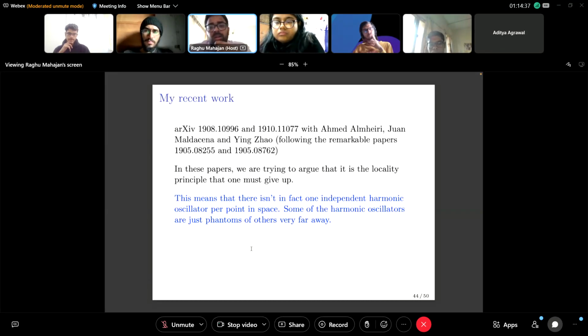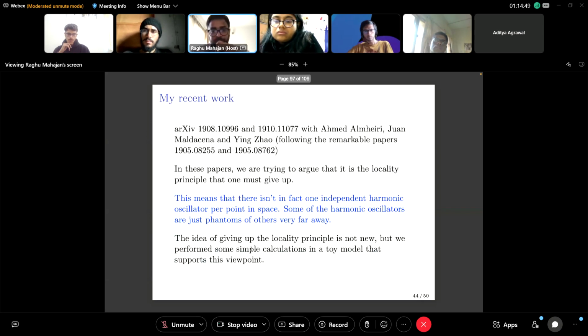This means that some of the harmonic oscillators inside the black hole might be phantoms of others that are very far away. So the structure of this theory is not so simple as in the absence of a black hole. So the idea of giving up the locality principle is not new, but we performed some simple calculations in a toy model that supports this viewpoint.